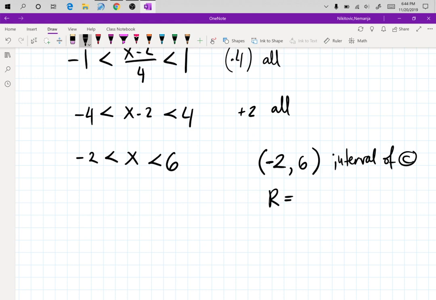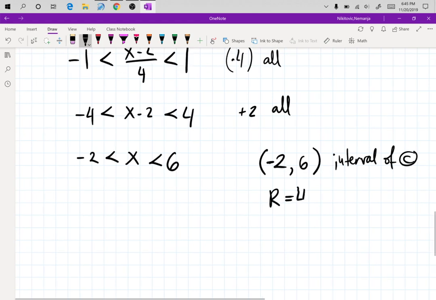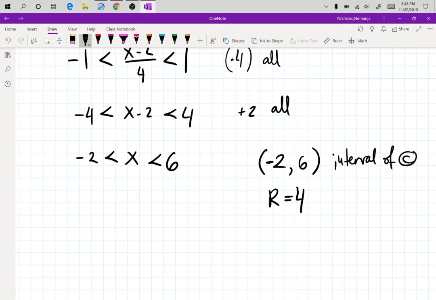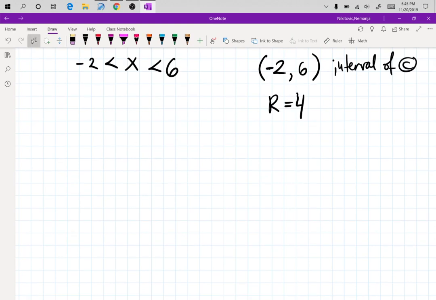What's the radius equal to? 4. Why is the radius equal to 4? Because let's draw this. If I have my interval of convergence here at negative 2, and then it ends at 6, the middle is 2, because you have 4 units here and the 4 units here. So radius is 4.